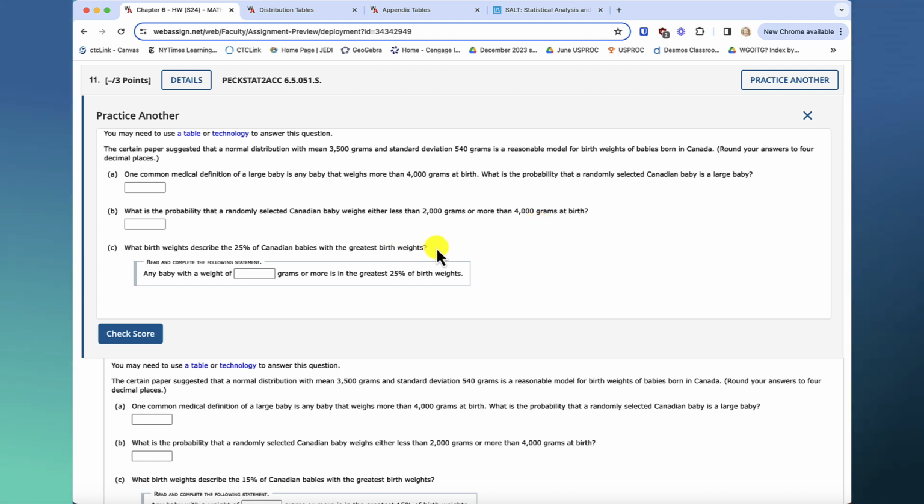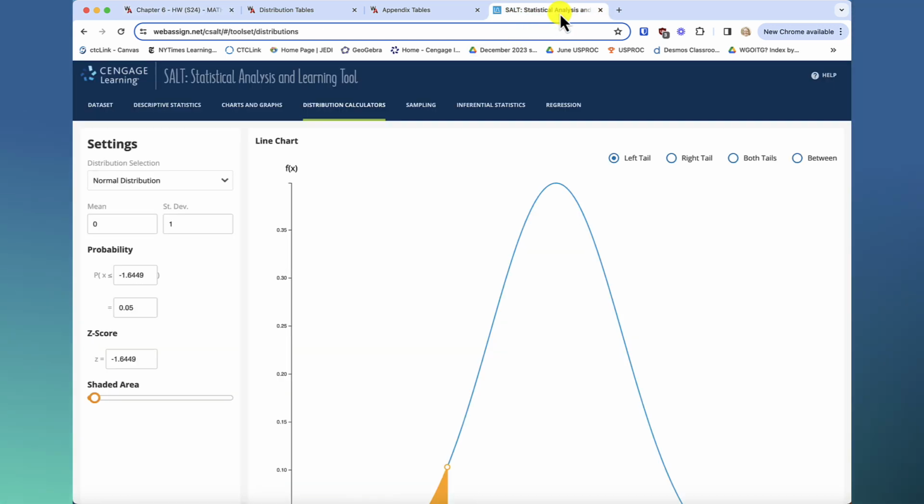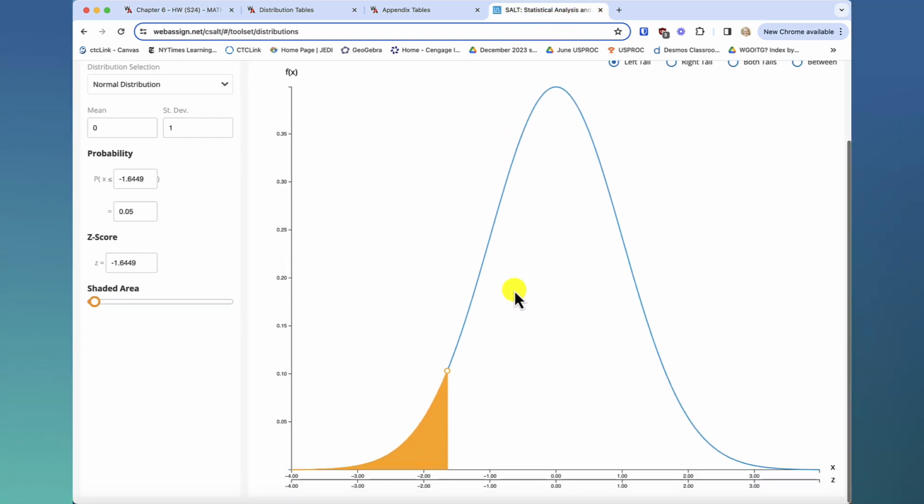And then here's another question, it's kind of backwards. What birth weight describes the 25% of weights that are the greatest? So what's typical about these questions is that we're asking probabilities in different parts of the normal curve. If we go back to the normal curve here, which is a little bit bigger than my screen, you'll see that here's this bell-shaped curve, the normal curve.